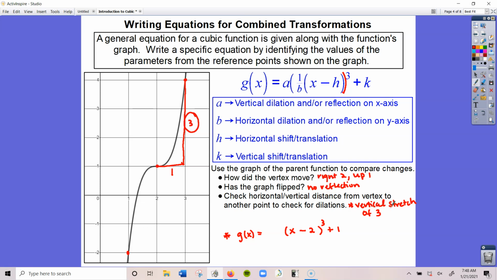And then there's a vertical stretch of 3, and that is typically a number that is written outside of the parentheses, to the left of it, and multiplied. So we would write the 3 like that. And this would be my equation for that particular graph.